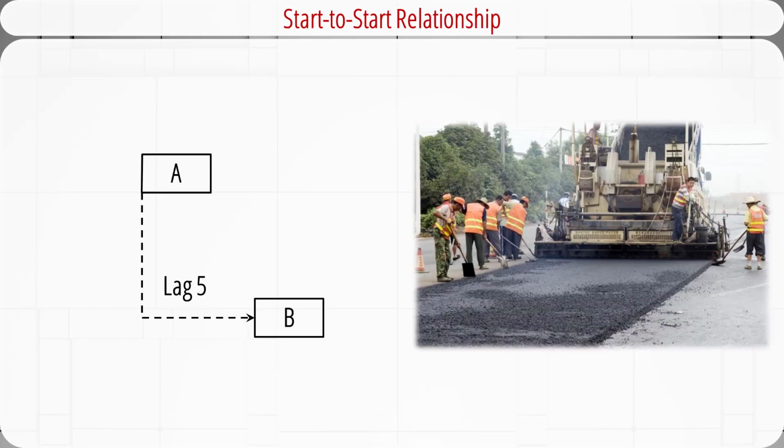The start-to-start relationship with a lag of 5 time units is shown here. The time units could be hours, days, weeks, or months. Activity B cannot begin until 5 time units after activity A begins. The start-to-start lag can be used in laddering projects so activities can work concurrently, and the projects can be finished more quickly.